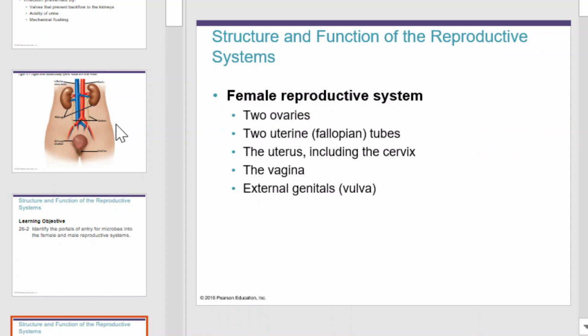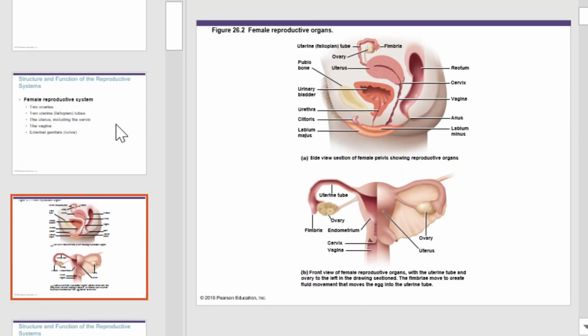Next, we'll examine the structure and function of the reproductive system. The female reproductive system contains 2 ovaries, 2 uterine or fallopian tubes, the uterus, including the cervix, the vagina, and external genitals. This is a rudimentary diagram of the female reproductive system.